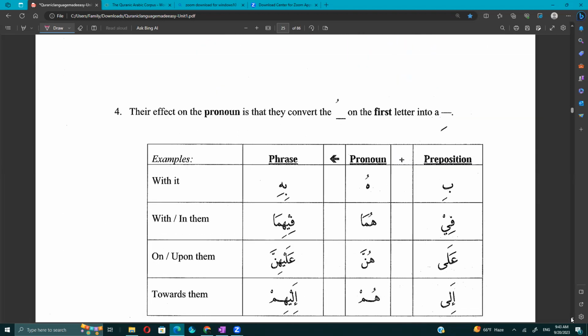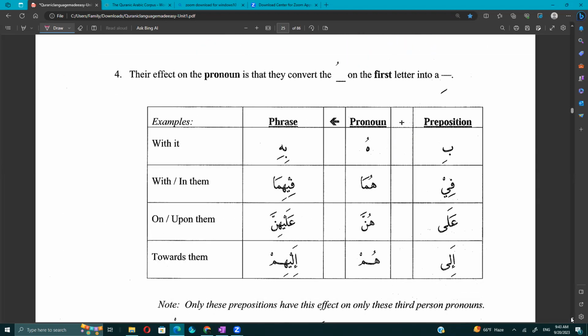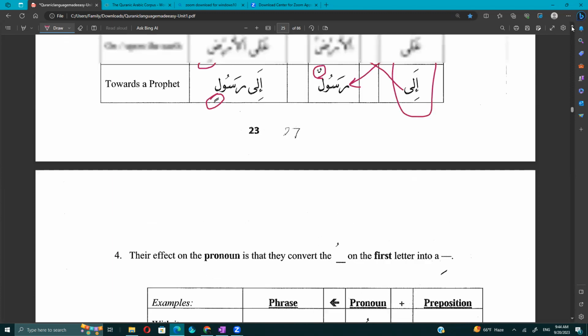Now that was about the nouns. What about the pronouns? What are the pronouns? Does anyone know? We have learned it in our previous lesson. What is a pronoun?